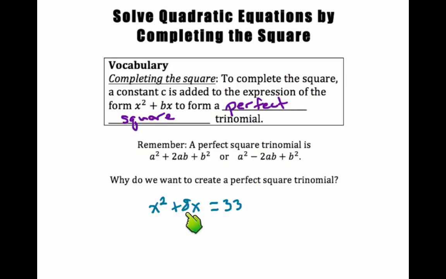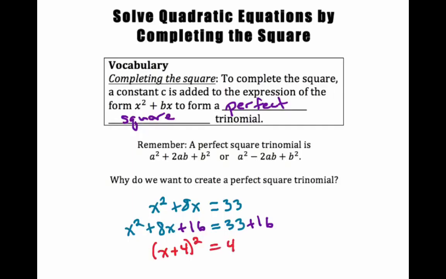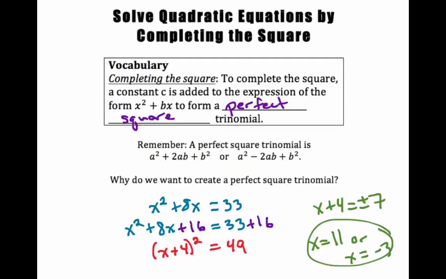Remember, I said half of this squared. Well, half of 8 is going to be 4. 4 squared is going to be 16. So let's see what happens if I add 16 to both sides. Well, now I have a perfect square trinomial here, and I can factor that into my binomial squared, x plus 4 squared, equals 33 plus 16 is 49. Hey, look, now I can do what we learned just the other day. I can take the root, and I can solve this. I'll end up with x plus 4 equals plus or minus 7, and then I'll end up with x equals 11 or x equals negative 3.